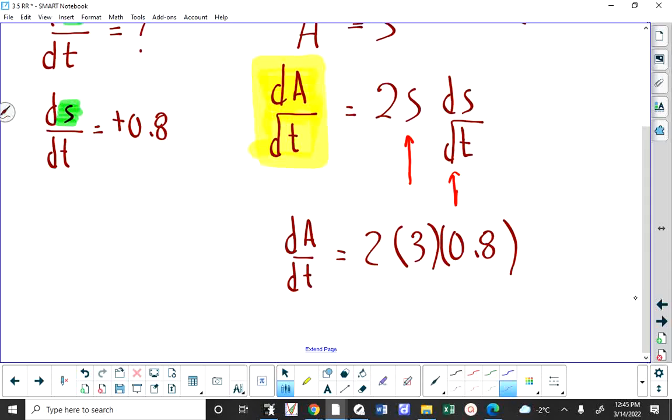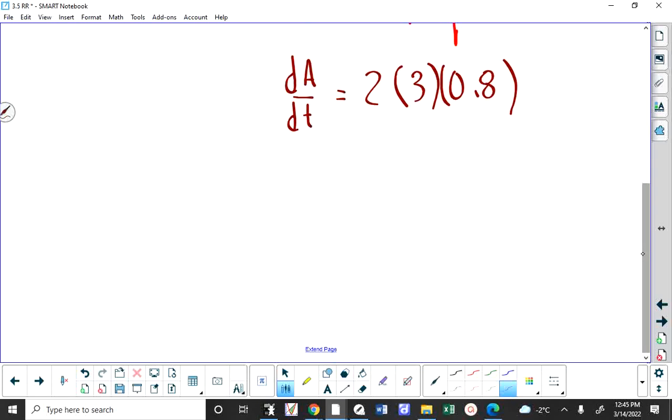One of the things that you do need to really always be on the lookout for is to make sure you have consistent units everywhere. So if the side length were given in centimeters and the rate of change of the side length were given in meters per minute, you've got to reconcile that somehow by making them both the same type of unit. Anyway, whatever we get here, which I believe is going to be 4.8, but you can maybe run that through a calculator for me. It is 4.8.